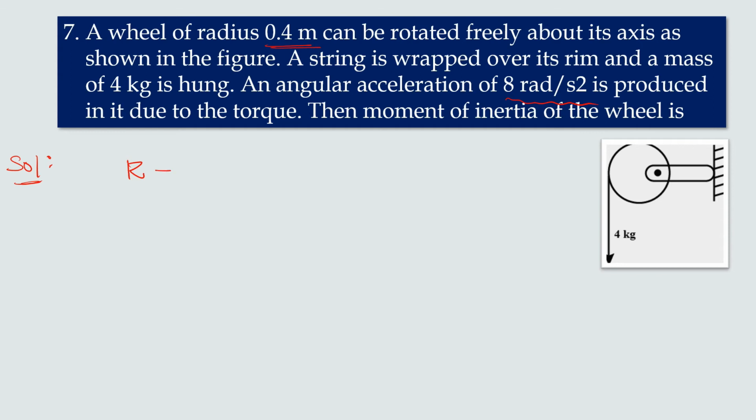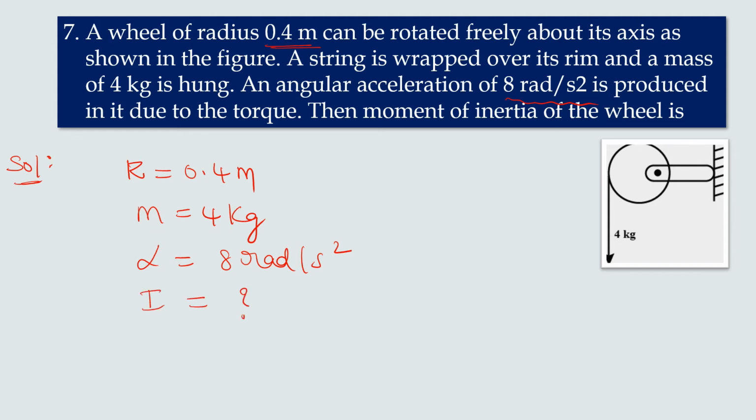R is equal to 0.4 meters, M is given as 4 kilogram, and alpha is given as angular acceleration 8 radians per second square. We have to calculate the moment of inertia. See, this is a 4 kilogram weight, and here we are placing the block, and this is the gravitational force. Now torque is equal to I into alpha.